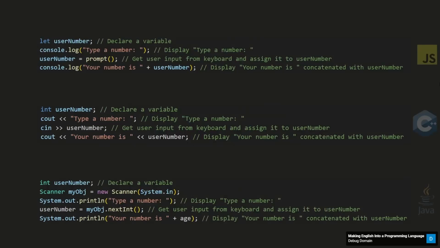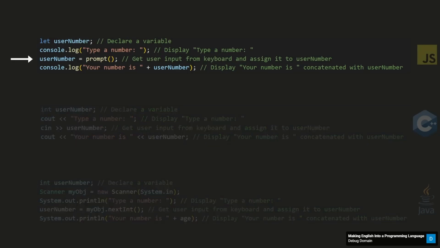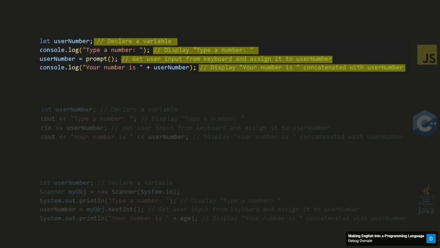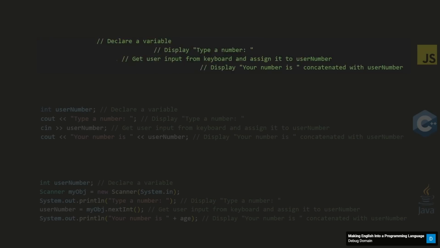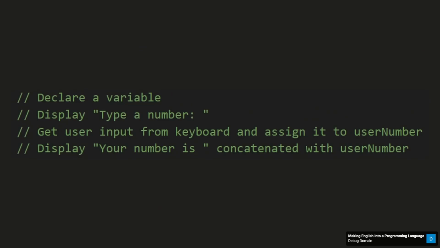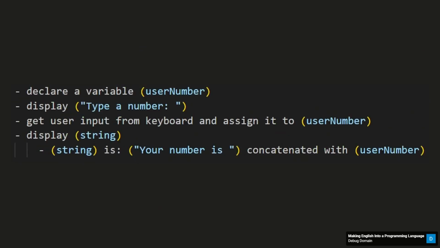is. Here is a simple program written in 3 popular programming languages. We get a number from the user and display it back. Looking at them, we can see a pattern. There is always text that is easy for the computer to understand, and sometimes there are comments explaining in plain English what is happening. What we are going to do is remove all of this text for the computer and leave only the comments. The result is English Plus, where the code is written for humans, not machines.